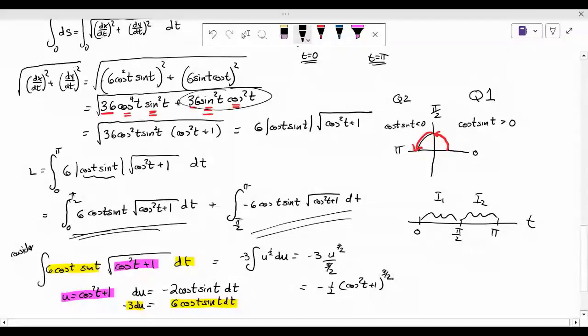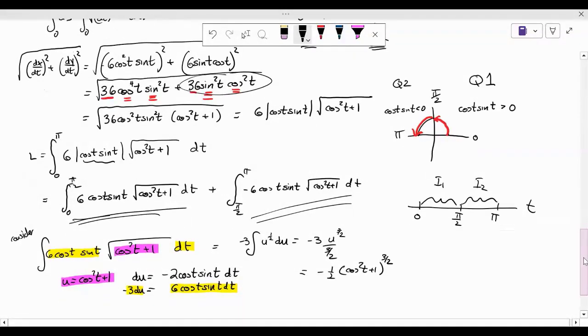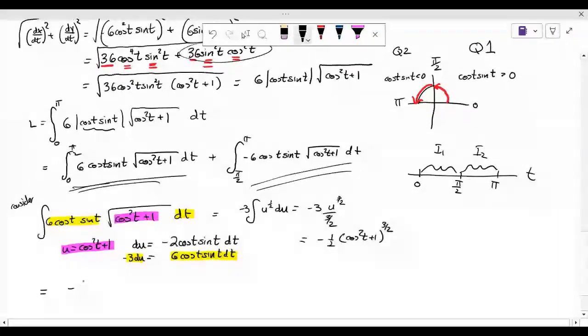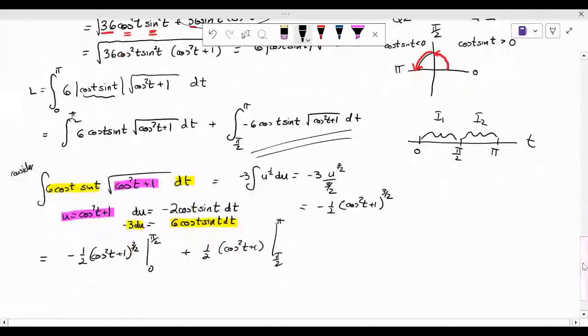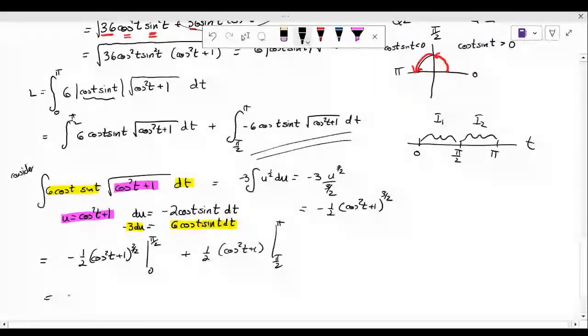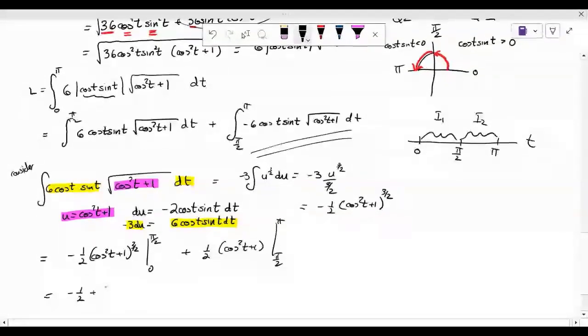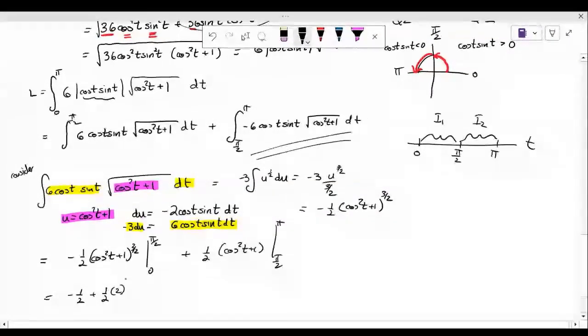Okay, and then you can plug in the bounds, right? We have the antiderivative, and zero to pi over 2. It's the first integral. And then we would have essentially the same antiderivatives that would be positive. And we have those other bounds from pi over 2 to pi. And then plug and play. So you get -1/2 at the, and then you get +1/2 times 2 to the power 3/2.